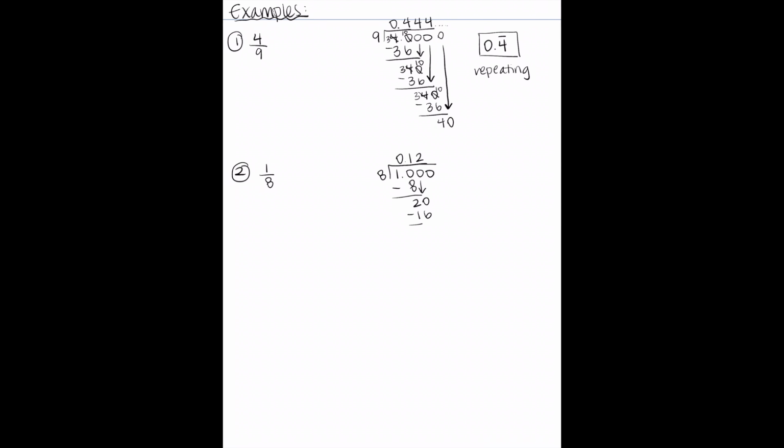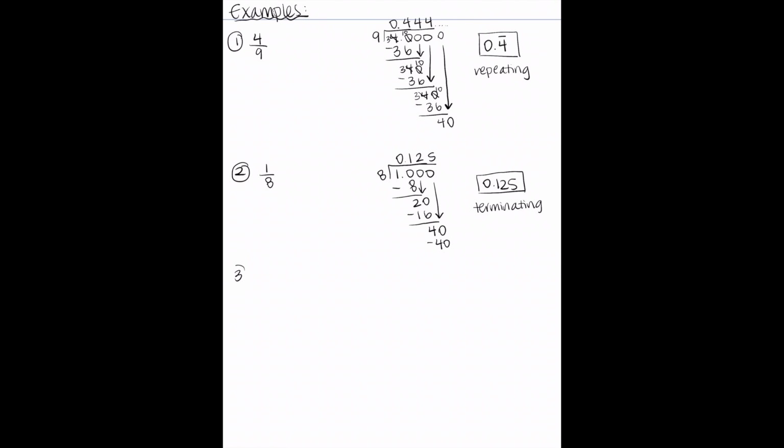When we subtract 20 minus 16, we get 4. Bring down that last 0. How many times does 8 go into 40? Well, that would just be 5, right? 8 times 5 is 40. That would 0 us out. And number 2 would be 0.125 for our answer. And in this case, this would be a terminating decimal, right? It is terminating, it is ending on its own.